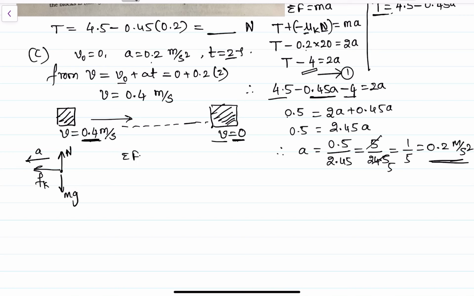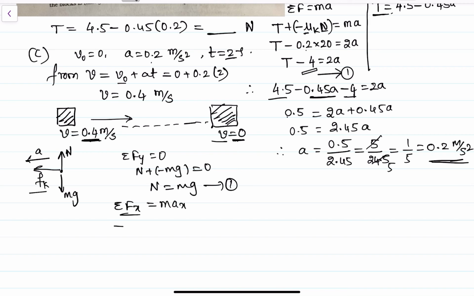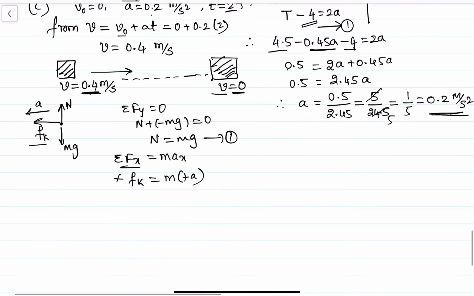So from sigma Fy equal to 0, we know N plus of minus mg is equal to 0. That is N is equal to mg. Let us consider this equation number 1. Now, as there is acceleration along the x-axis, sigma Fx equal to max, only one force is there, that is minus fk equal to m into minus a. This minus and minus get cancelled. Fk is nothing but mu k into N is equal to m into a. That is mu k into N is nothing but mu k into m into g equal to m into a. m and m get cancelled. Acceleration in this situation is mu k g.